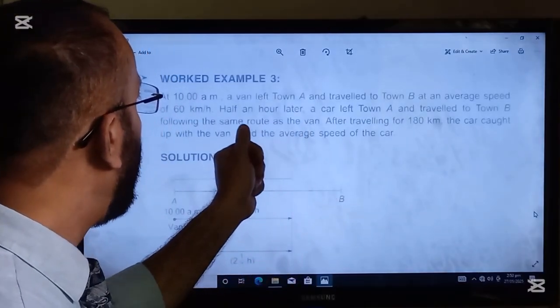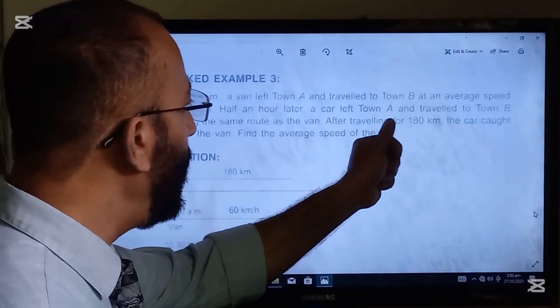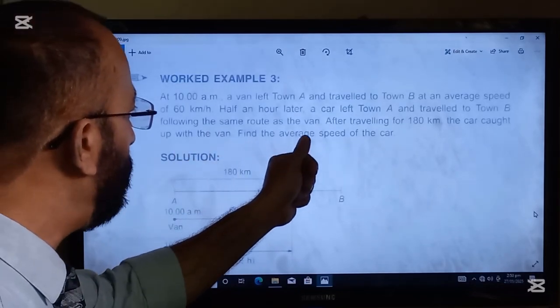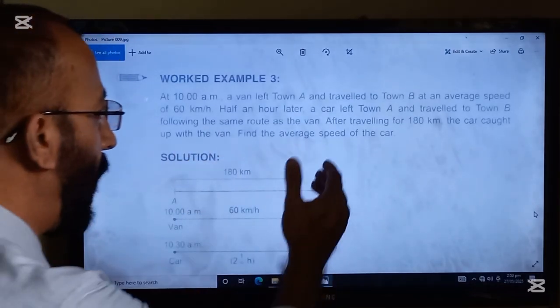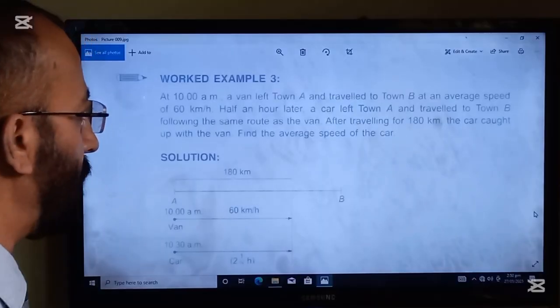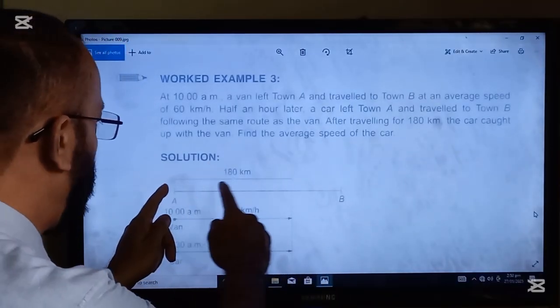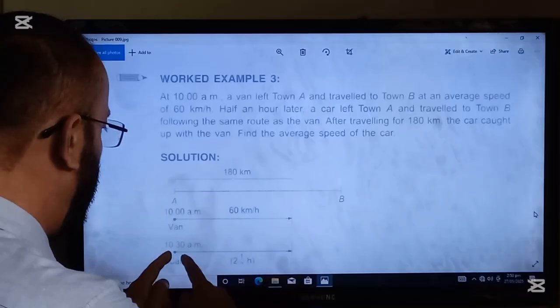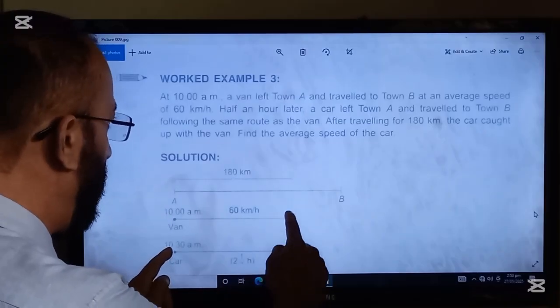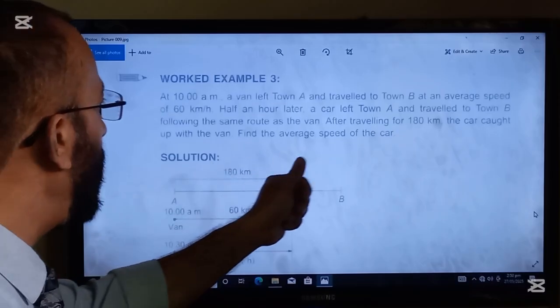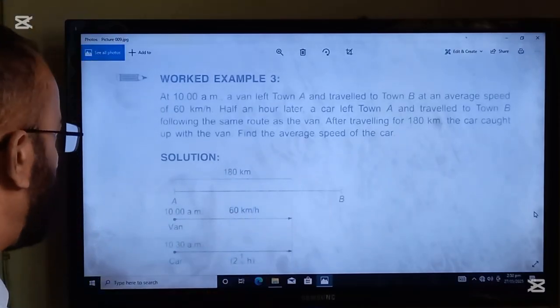Okay. Half an hour later, a car left town A and traveled to town B, following the same route as the van. After traveling for 180 kilometers, the car caught up with the van. So after 180 kilometers, the car will catch up with the van. Okay, find the average speed of the car.